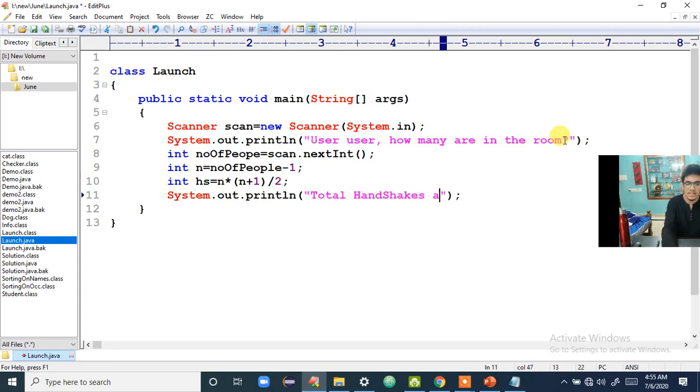Total handshakes are... I want to attach the value of the hs, so I'll tell plus hs. If you tell plus, you are adding a variable when you are printing. So this is what we'll be doing. But when I compile, what will happen?